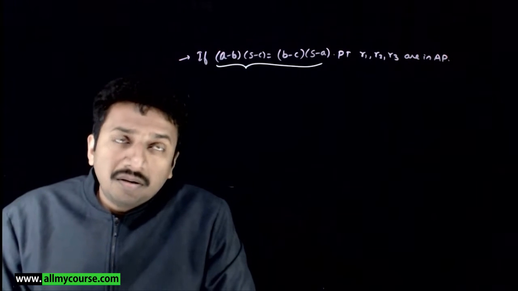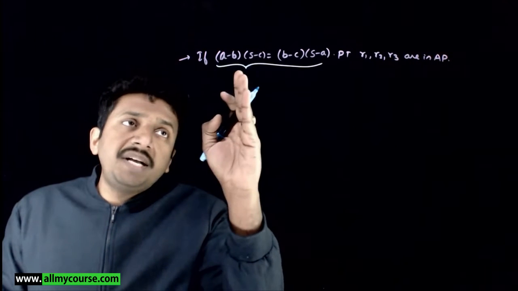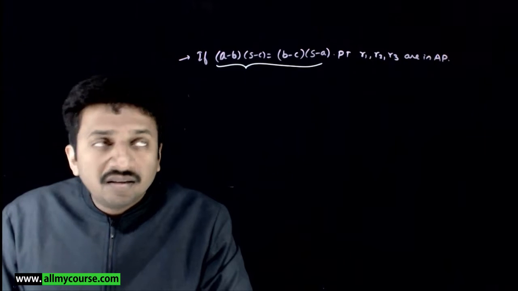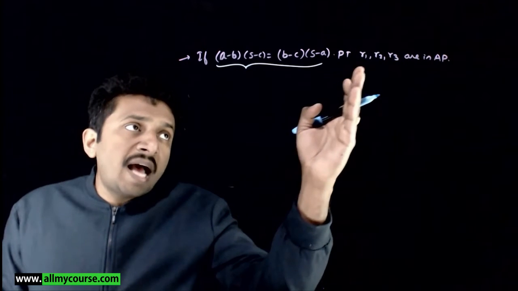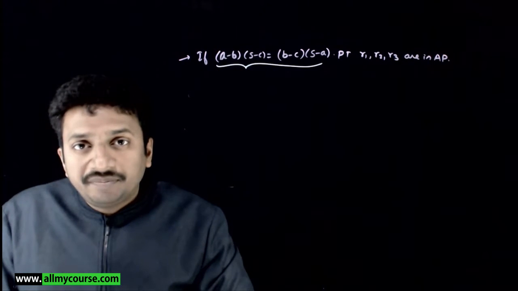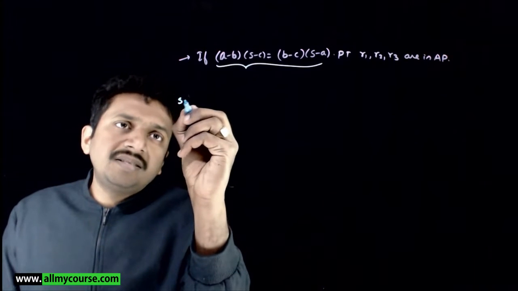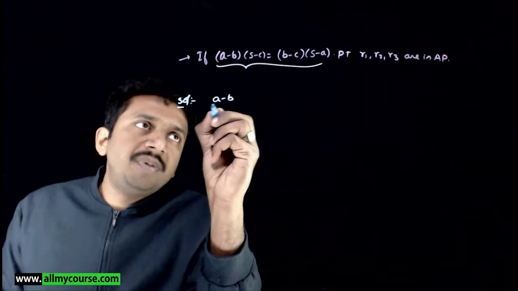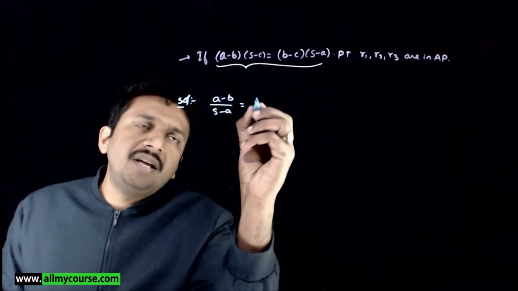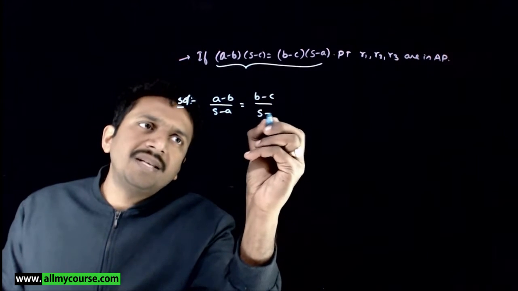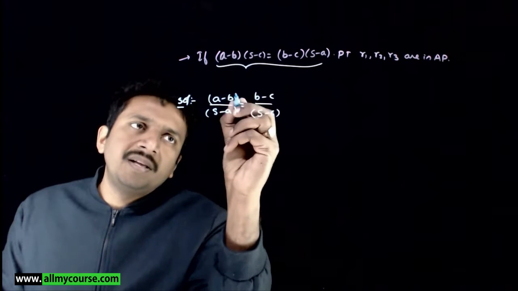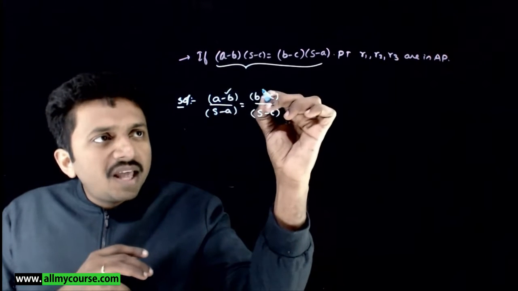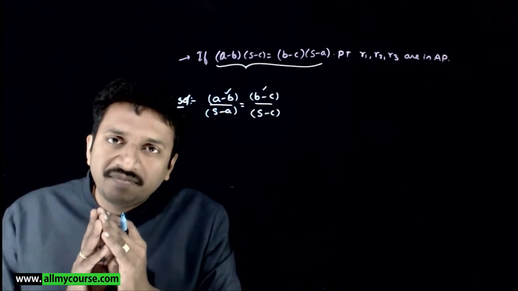So in this question, you're given that (a minus b) times (s minus c) is equal to (b minus c) times (s minus a). And if that is so, you're asked to prove that R1, R2, R3 are in AP. So let us see how we can simplify this. So (a minus b) by (s minus a) is equal to (b minus c) by (s minus c).